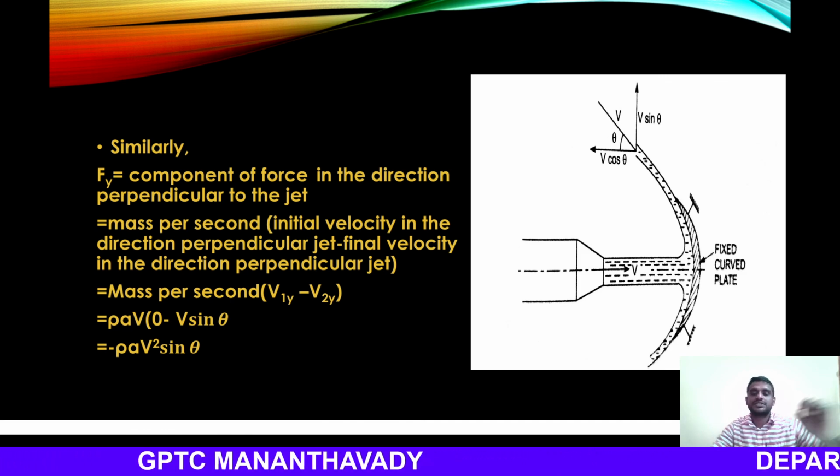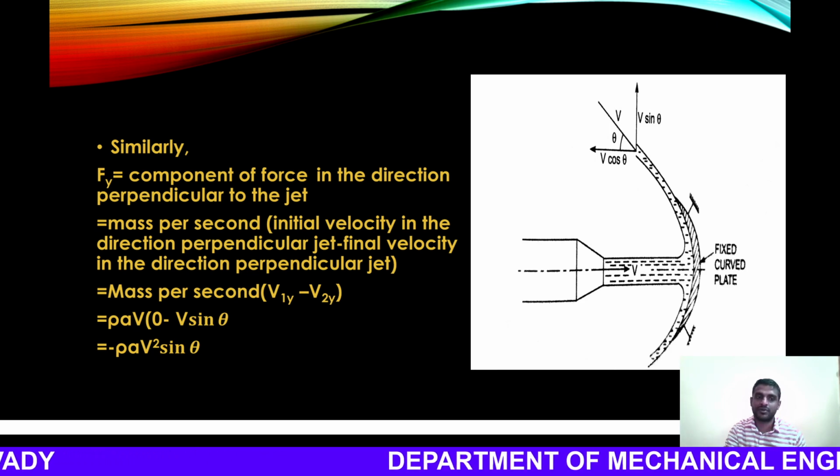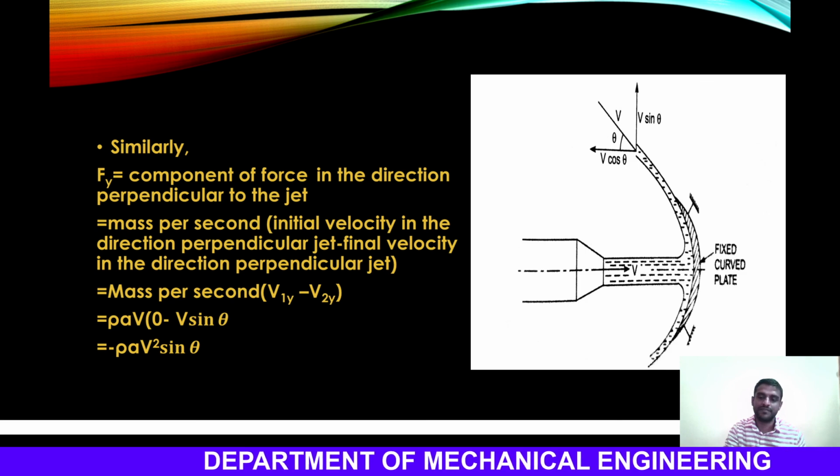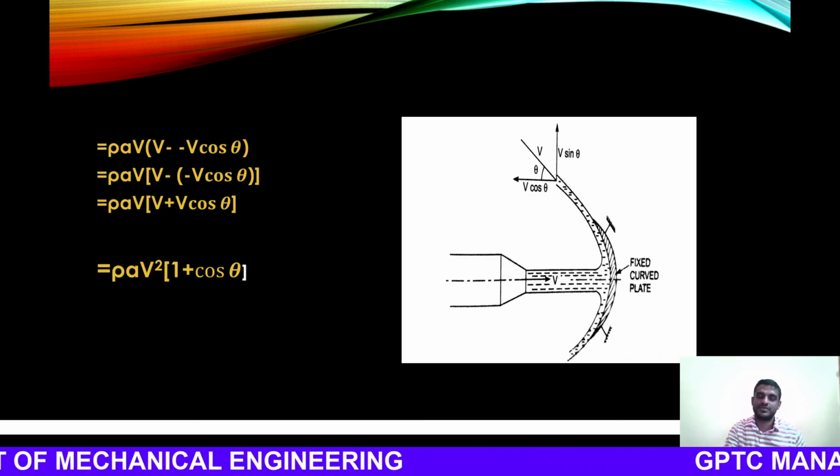So the force exerted by the jet in the vertical direction in the case of a stationary curved plate is equal to minus rho A V square sin theta, and similarly the force exerted in the horizontal direction is equal to rho A V square into (1 plus cos theta).